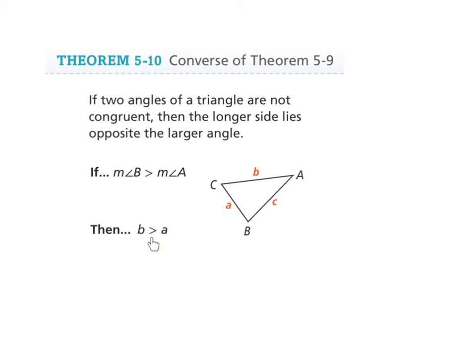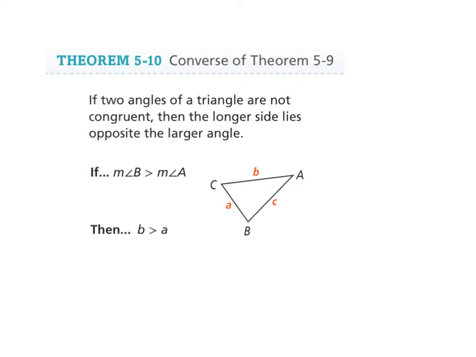And then we can also see that the converse of that would be true. So if two angles are not congruent, in other words, if I have two angles in a triangle and one's bigger than the other, in this case angle B is bigger than angle A, then the side that's across from the bigger angle, this side right here, across from this bigger angle, it has to be longer than the side that's across from this smaller angle. So in this case, if angle B is bigger than angle A, then the value of B right here, this length, has to be bigger than the value of A, this length. And that's the converse of the last theorem.